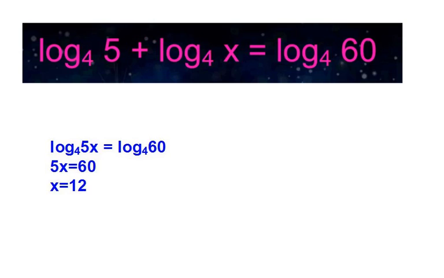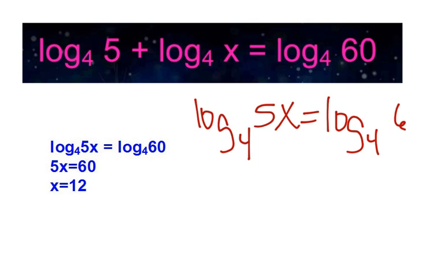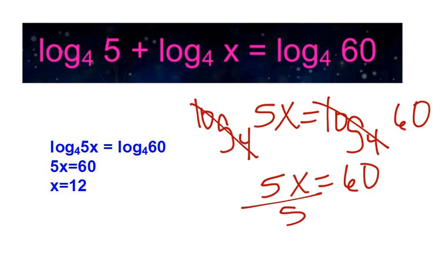Okay, so your goal here is to get to where you only have one log on each side. So addition becomes multiplication, and you have log base 4 of 5x equals log base 4 of 60. Your log base 4s are going to cancel, and it's going to leave you 5x equals 60. You're going to divide by 5, and you're going to get x equals 12.